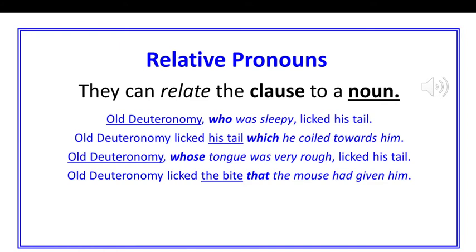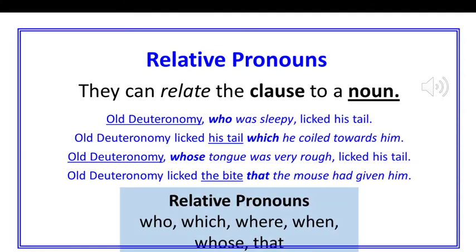Another example that we can look at is old Deuteronomy licked the bite that the mouse had given him. So the bite is the noun there. So once again, the relative pronoun is bold and the relative clause is that the mouse had given him. So just once again, examples of relative pronouns are who, which, where, when, whose, and that.